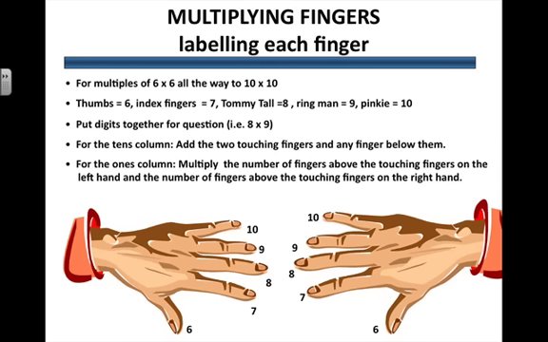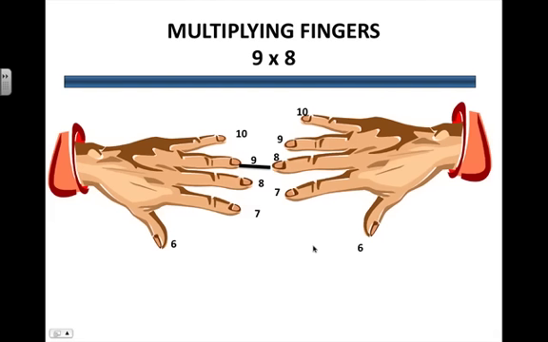So if we do 8 times 9, we're going to touch the 8 from one hand to the 9 from the other, just like in this slide here. So again, we have on the left hand the 9 finger or the ring finger touching the middle finger or the 8 finger on the other hand.